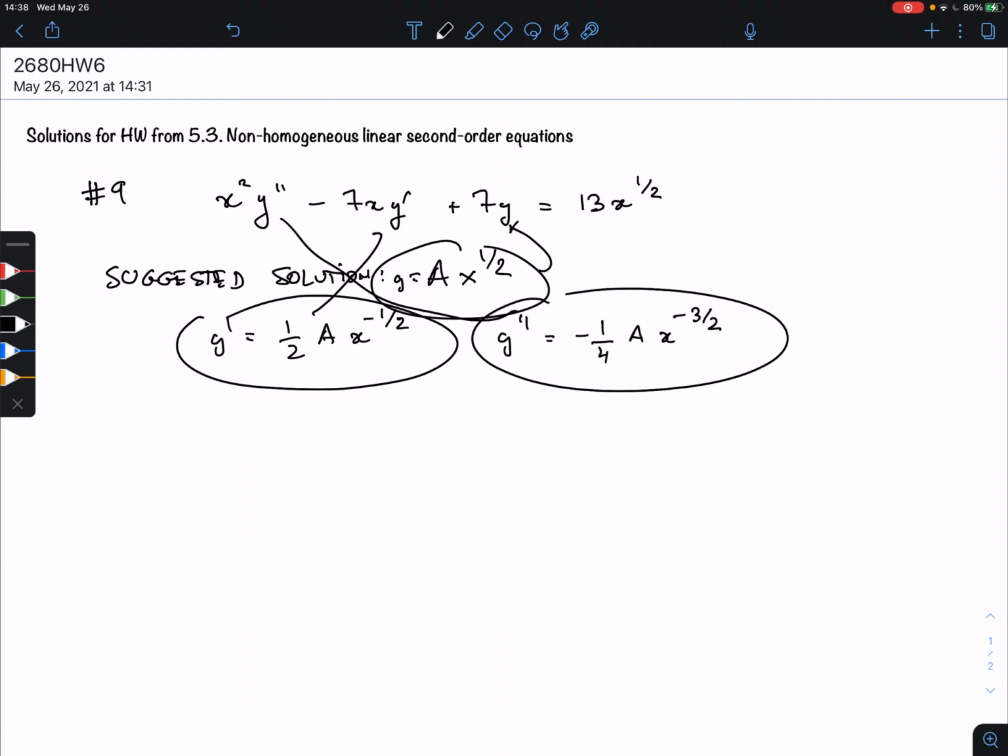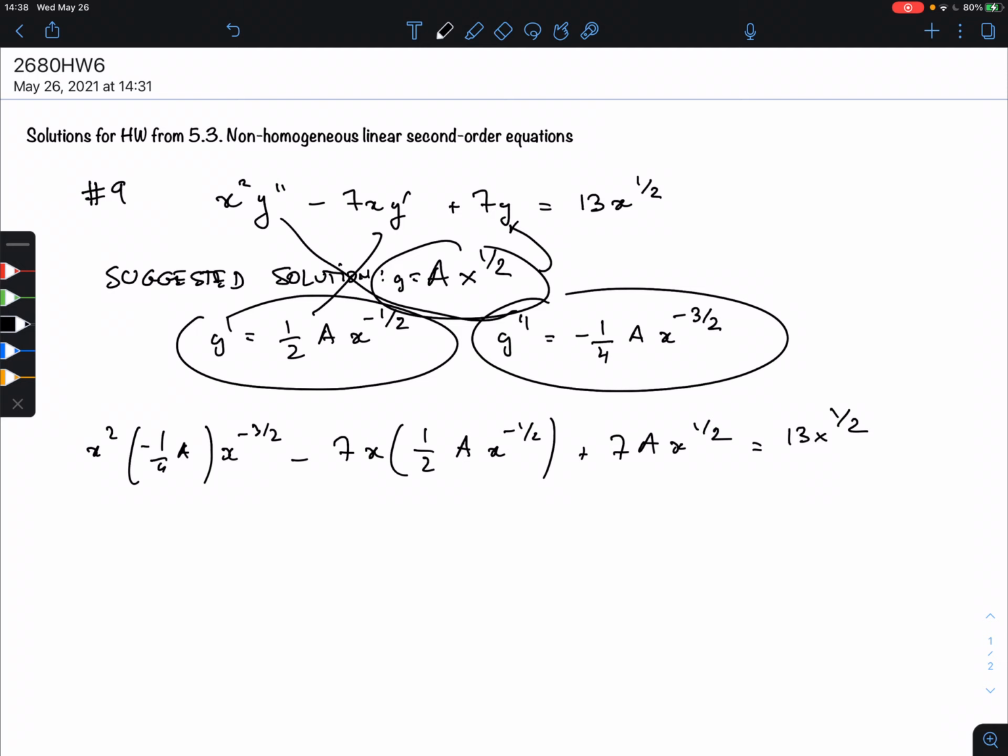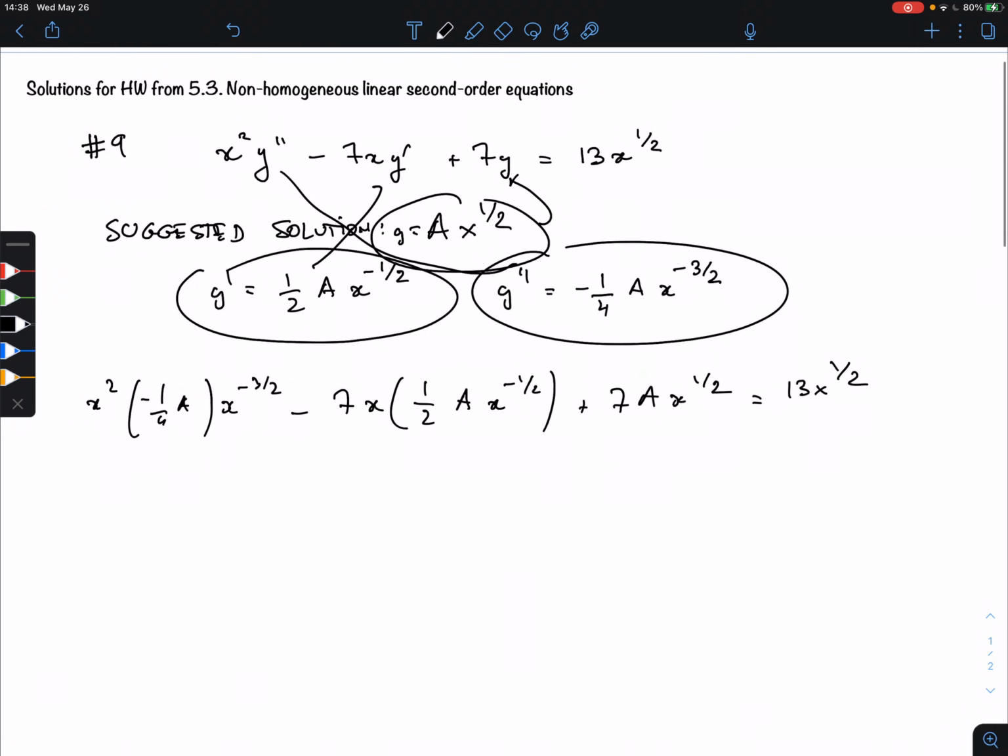So what we get? We get x squared times minus 1/4 a x to the minus 3/2, minus 7x times a half a x to the minus a half, plus 7a x to the power a half, and that is equal to 13x to the power a half. Now, a lot of things have to happen for this to work, and let's see. Let's simplify things here a little bit. So we have minus 1/4 a. Now, product of powers is adding the exponents. 2 minus 3/2, that is a half. So x to the power a half.